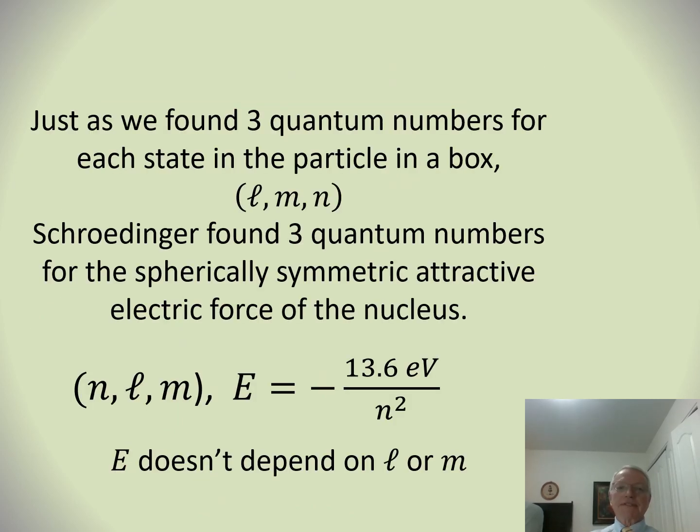Okay, so just as we found 3 quantum numbers for each state in a particle in a box, Schrodinger found 3 quantum numbers for the spherically symmetric attractive electric force of the nucleus, and he did some beautiful and complex mathematics and came up with Bohr's formula that the energy levels in this simple 1 electron atom, which is hydrogen, are given by minus 13.6 eV divided by n squared, the first quantum number squared. In Schrodinger's theory, the energy doesn't depend on the other 2 quantum numbers.